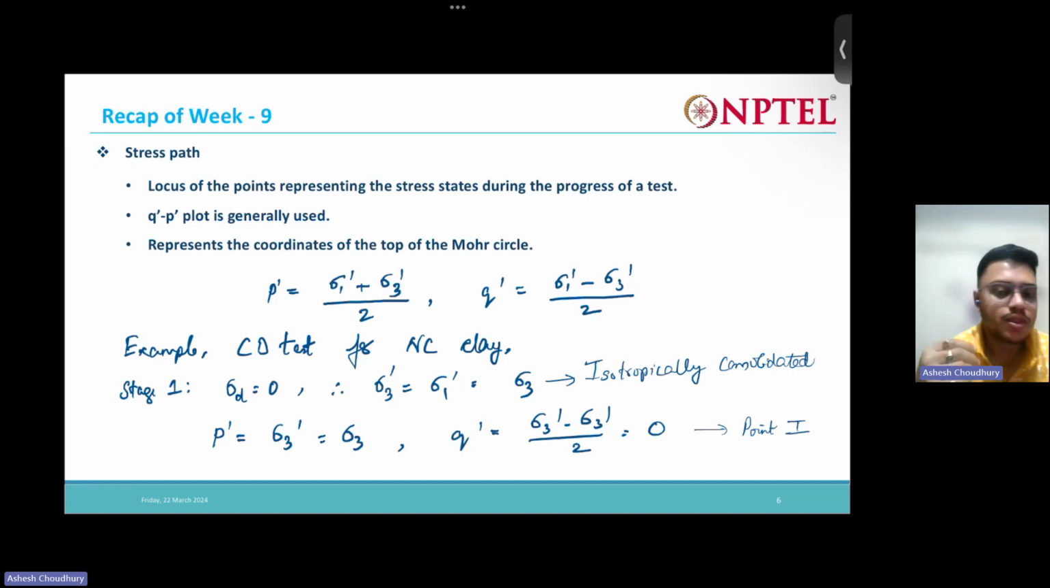Okay, the locus of which point will we see? So the q-p' plot is generally used. And what are q and p'? q and p' actually represent the coordinates of the top of the Mohr circle.